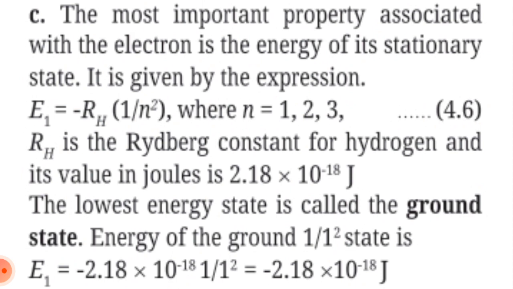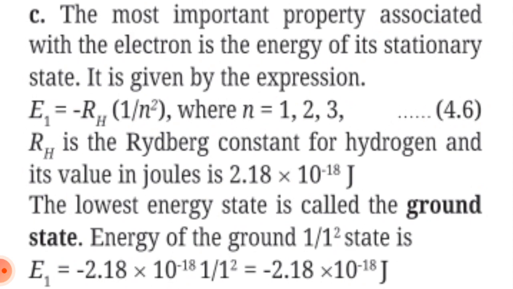associated with the electron is the energy of its stationary state. It is given by the expression En is equal to minus RH 1 upon n squared, where n is equal to 1, 2, 3. RH is the Rydberg constant for hydrogen and its value in joules is 2.18 times 10 raised to minus 18 joule. The lowest energy state is called the ground state.